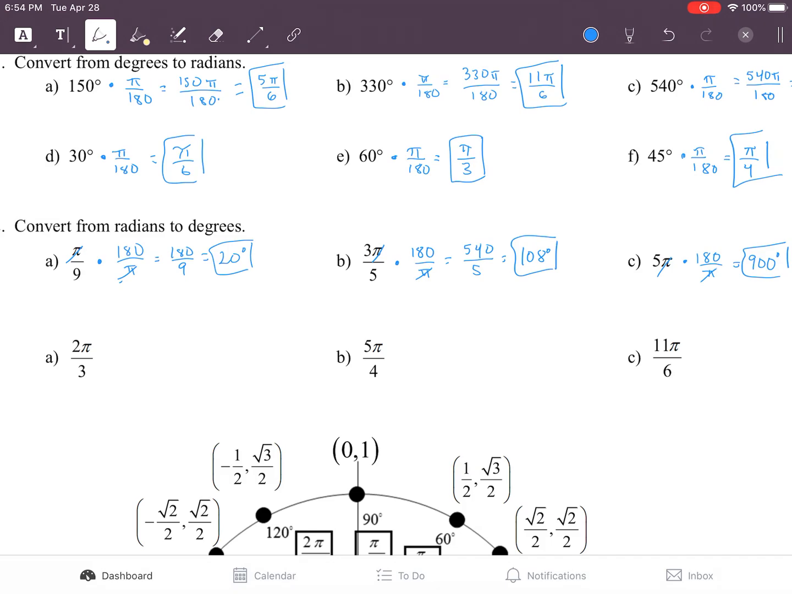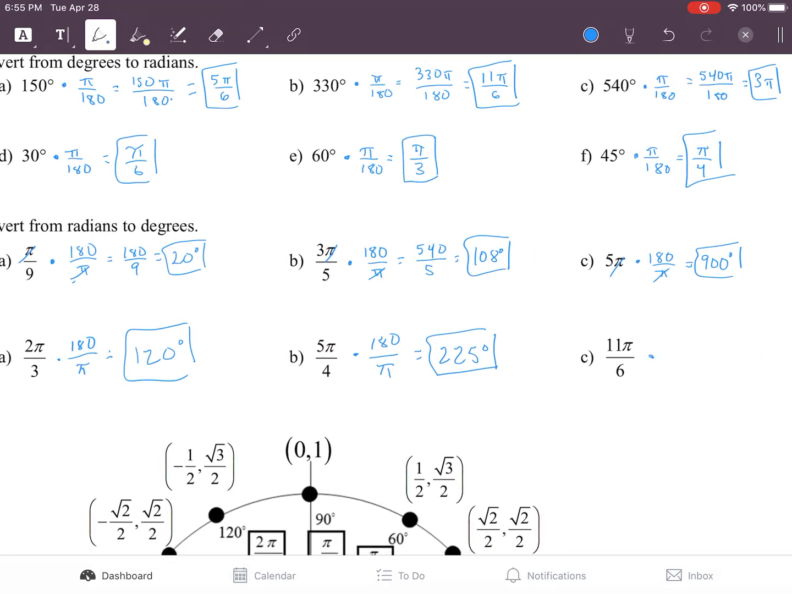Hopefully you did that, and now we're back. So we're going to multiply this by 180 over pi, which gives you 120. Then multiplying by 180 over pi gives you 225. And then 11 pi over 6 times 180 over pi gives you 330.